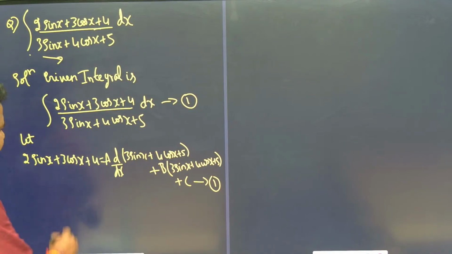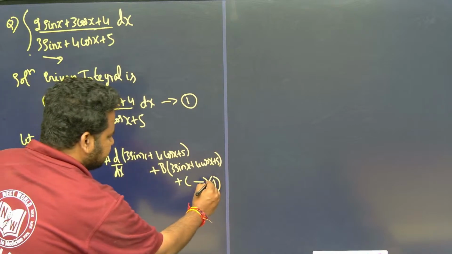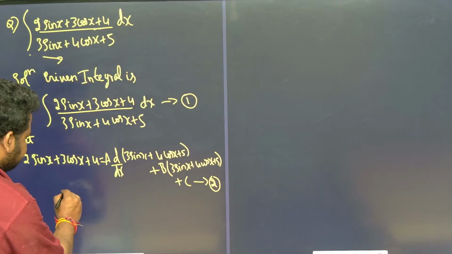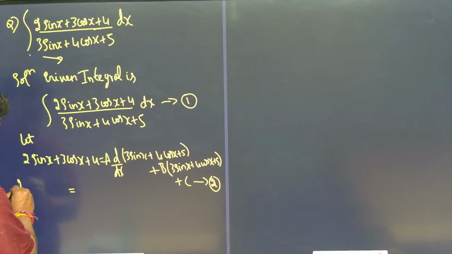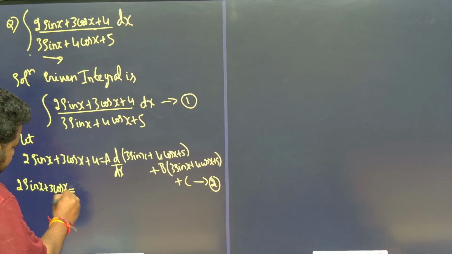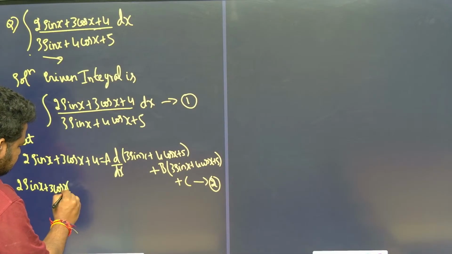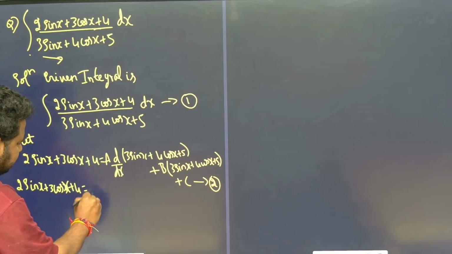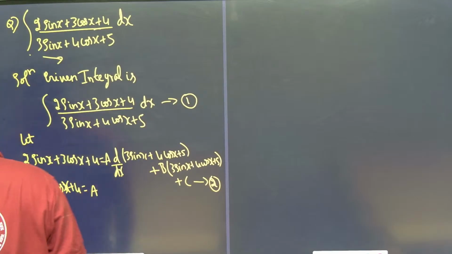Now let this be equation 2. Equation 1 is already written. Now see here, this will be equal to 2 sin x plus 3 cos x plus 4 will be equal to what? a into d by dx of this.